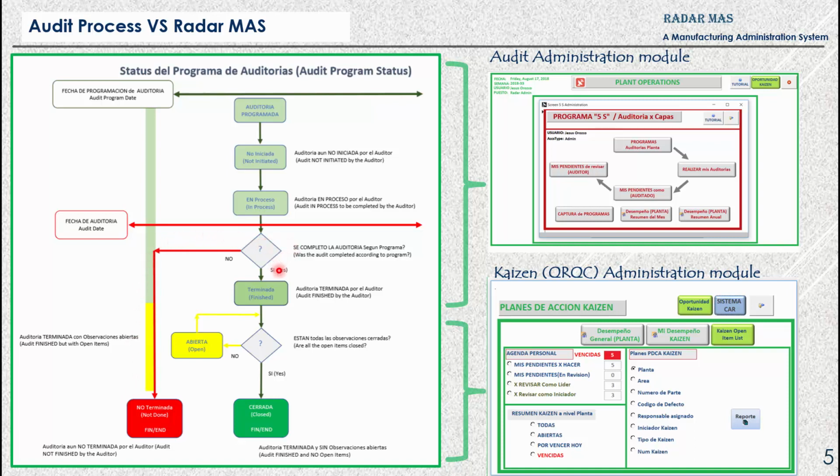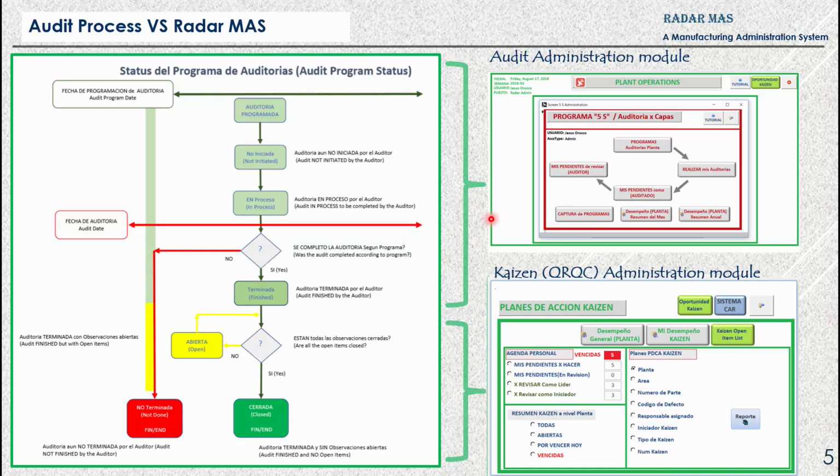If the audit has already been completed, the status changes to finished. And now it is time to question if there are open items. If there are open items, the audit will remain open. If there are no open items, then the audit cycle ends, and the audit can be considered as closed.